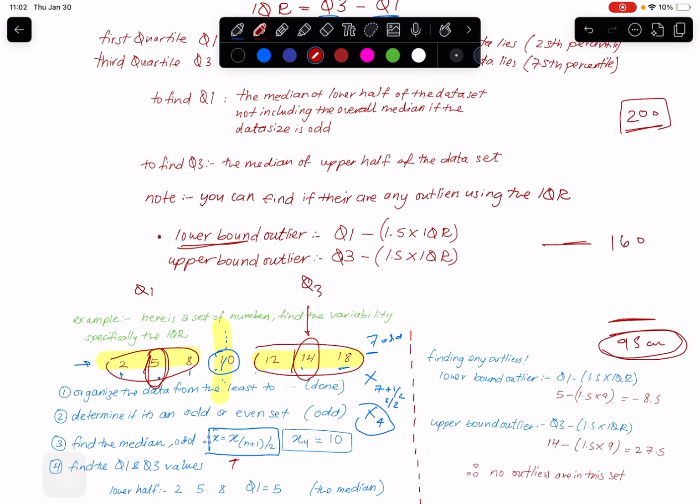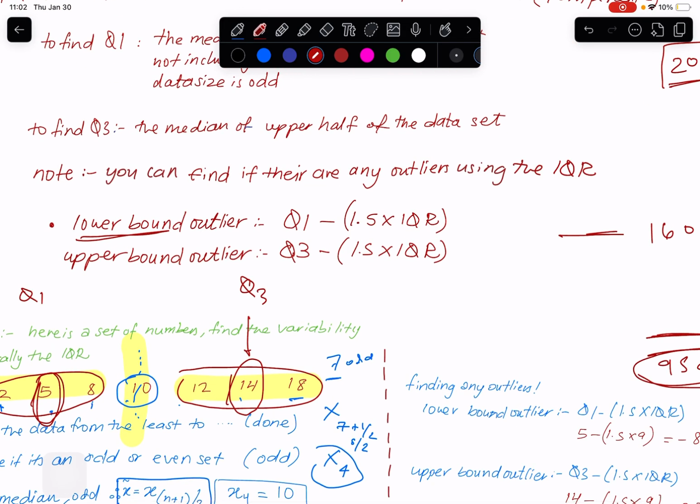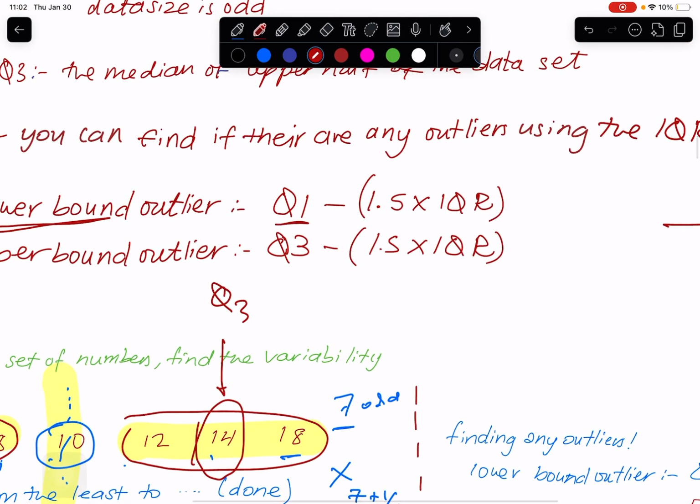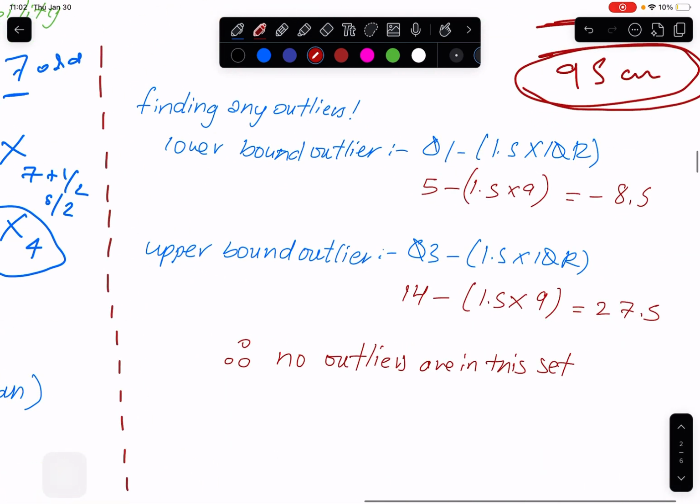Okay, so there's a number or there's an equation. We already calculated Q1, right? Already calculated Q3. We have the IQR because we did Q3 minus Q1. Okay, you can just plug it in. It gives you the outliers now. Okay, let's continue the question. Plug the numbers.